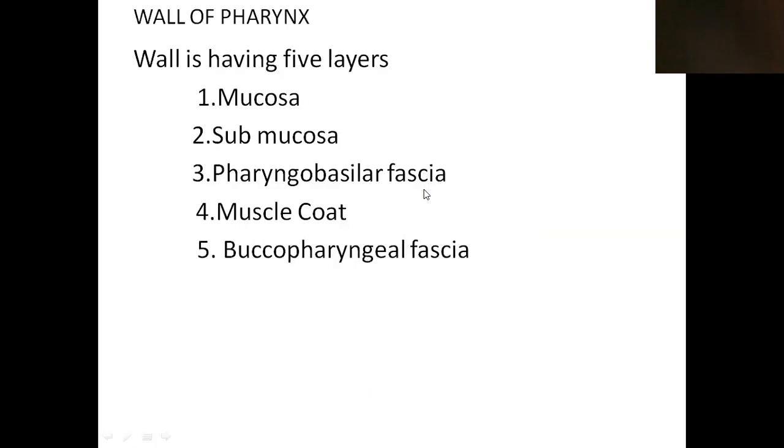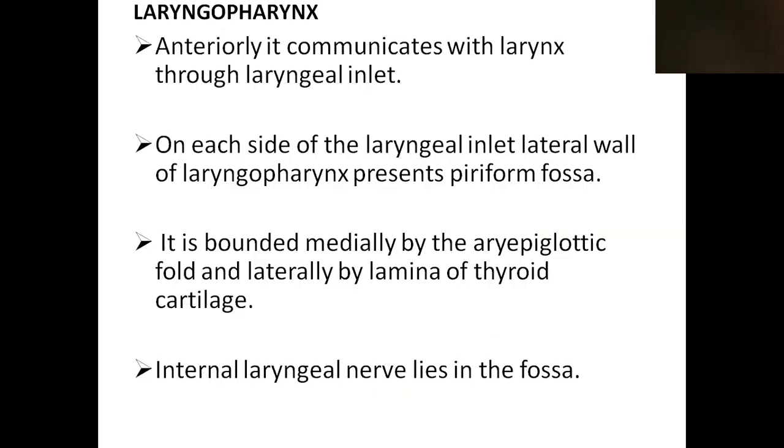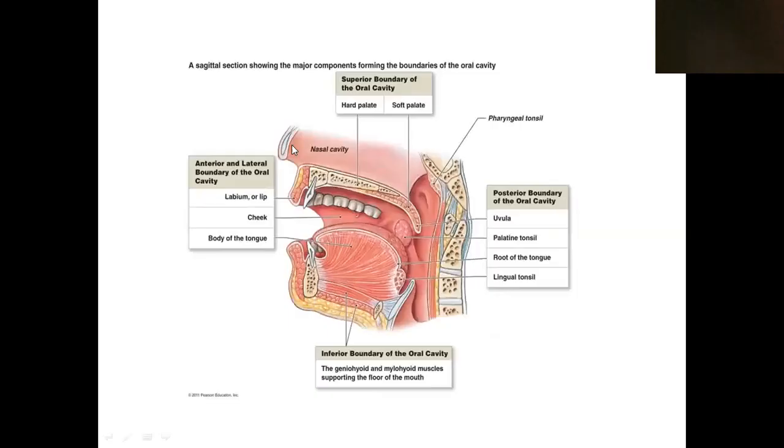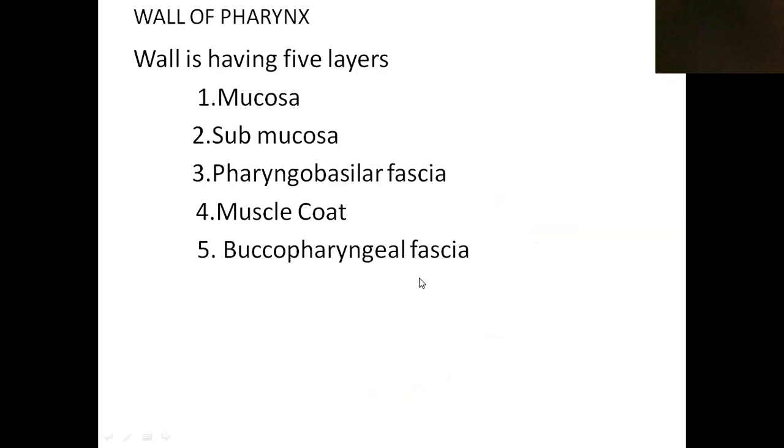So these are the features of the pharynx. What are they? Nasopharynx, oropharynx, and laryngopharynx. So what is meant by pharynx? What are the features of the pharynx? Those 2 points are clear. Now we are going to see the structure of this pharynx.